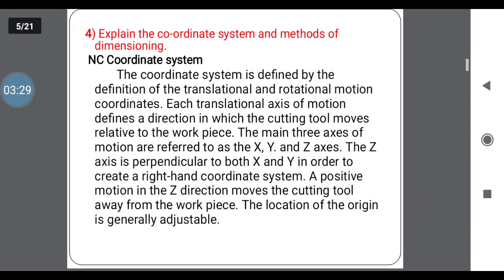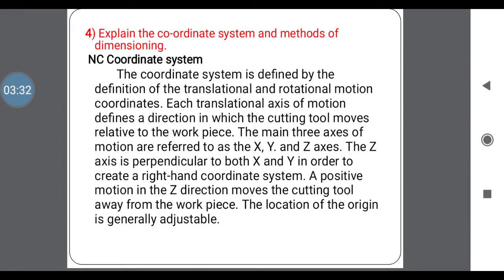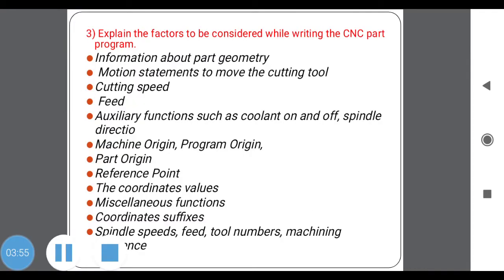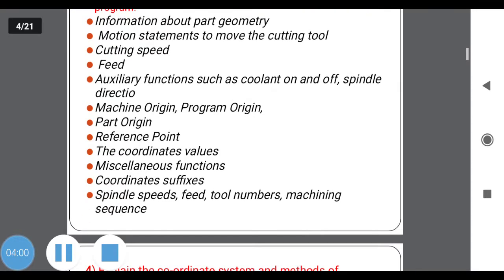The fourth question is: explain the coordinate system and methods of dimensioning. You already know what the coordinate system is. You are using the NC coordinate system. That is the numerical control coordinate system, which consists of 3 axes, x, y and z, with two values, positive and negative. The main 3 axes are the motion axes and control the process. These are functions or requirements or factors used to write the CNC part programs.